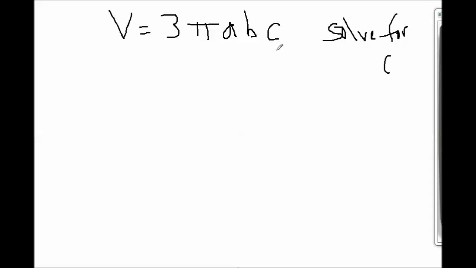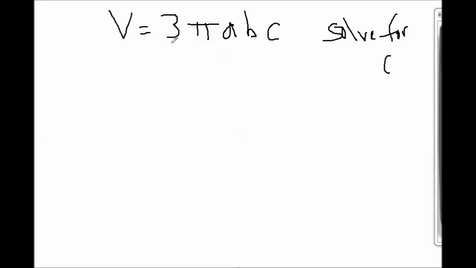We need to get c by itself, right? When we solve for something, we're getting it by itself. And we need to get all the other junk out of there. And we need to ask ourselves, why isn't c by itself? How are these things connected to that variable c? In this case, we don't see any addition or subtraction. We have to assume they're all just being multiplied together.